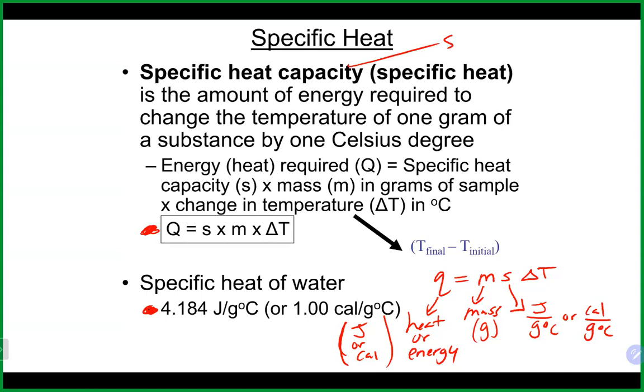And that is the definition of specific heat capacity. How much energy, which is joules up on top, to change 1 gram, which is on the bottom, 1 degree Celsius, which is on the bottom. So that's really the definition.